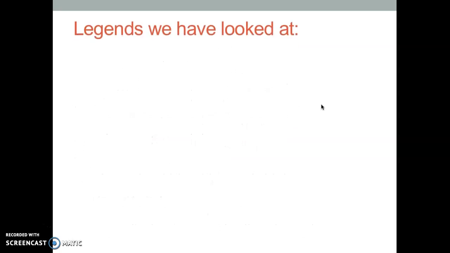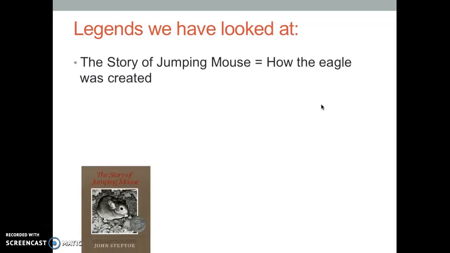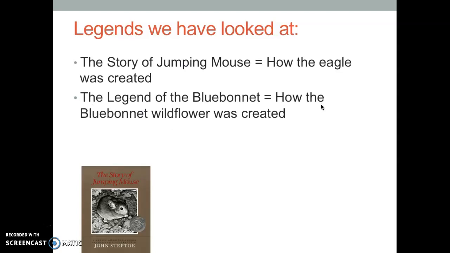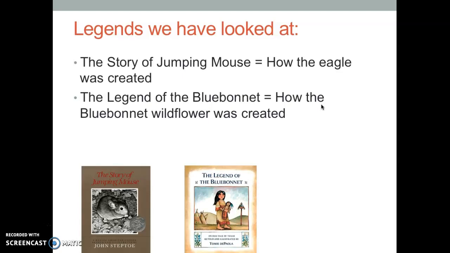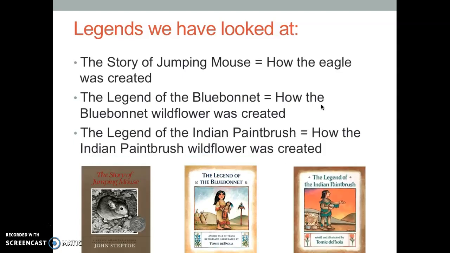So, what are some legends that we have looked at? Well, first we looked at the story of Jumping Mouse, which told us about how the eagle was created. Then we read the story, The Legend of the Blue Bonnet, which told us how the blue bonnet wildflower was created. And finally, we read The Legend of the Indian Paintbrush, which told us how the Indian paintbrush wildflower was created. So all of these stories talk about how some real true thing in life was created, whether it was the eagle, the bluebonnet, or the Indian paintbrush.